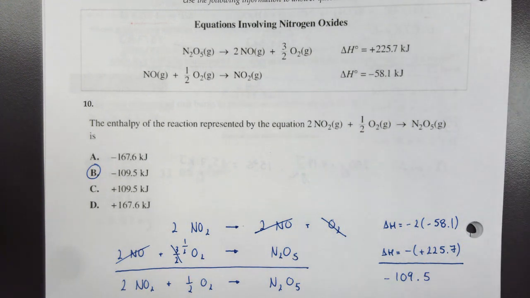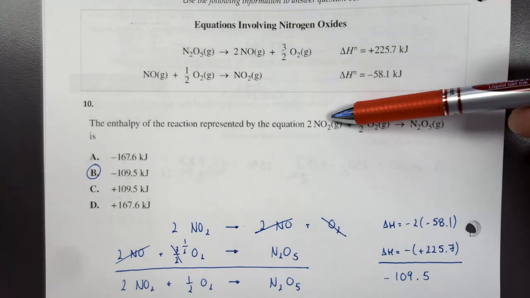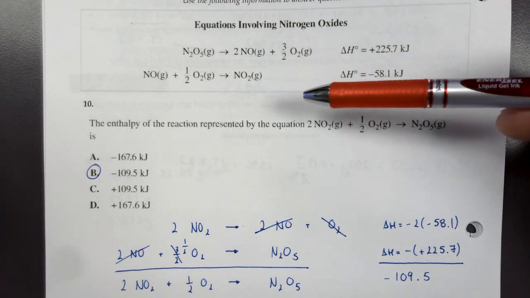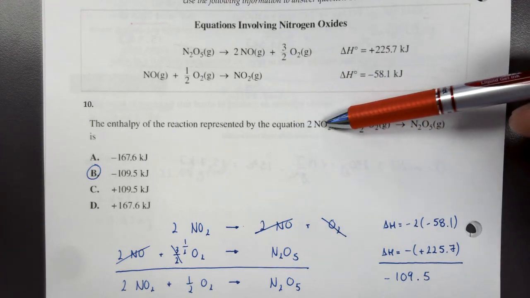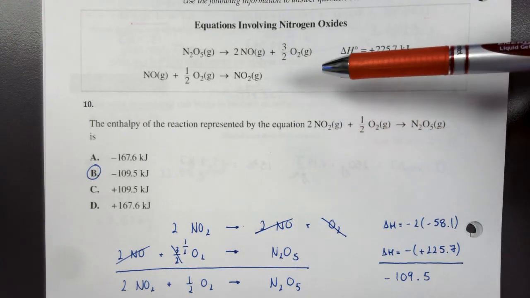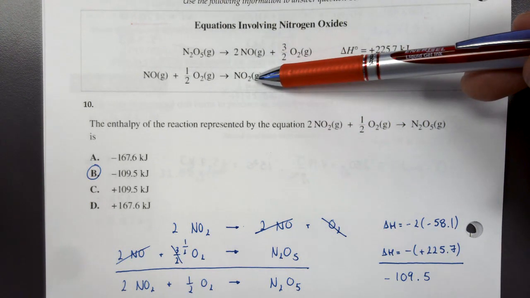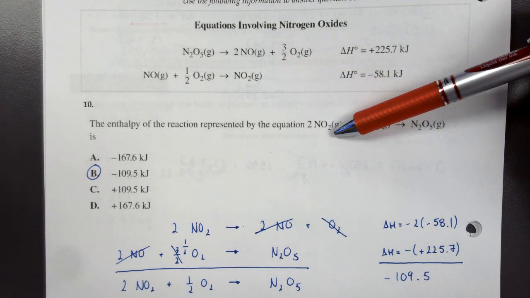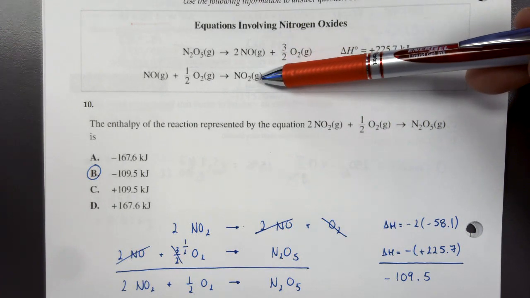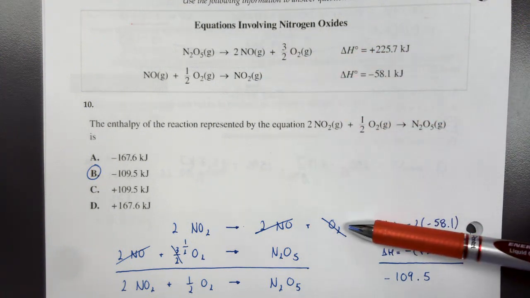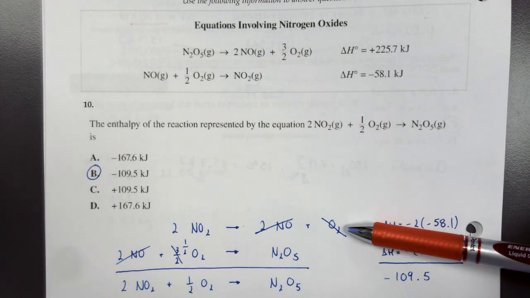Okay, here's how I like to do it. I like to look at the equation and then go hunting for the product or reactant that I need to find. So I'm going to start just left to right. I want NO2. I can see NO2 is right there. But I want it as a reactant. I want two of them. They've given me one. They've given it to me as a product. So all I have to do then is flip this reaction and double it.